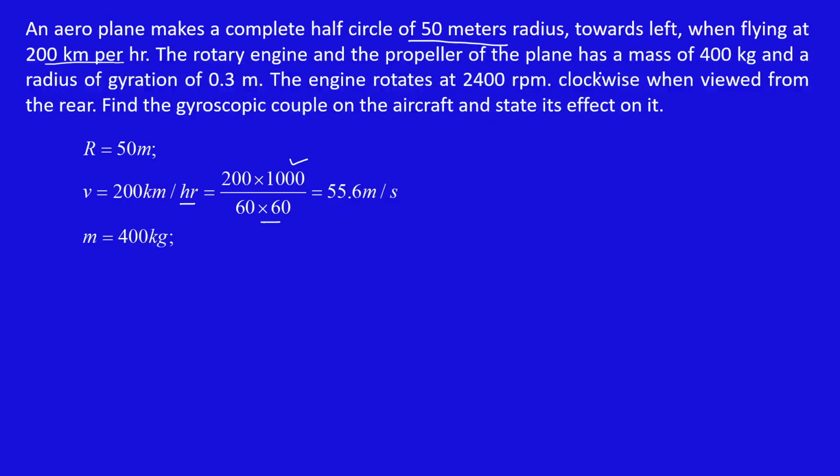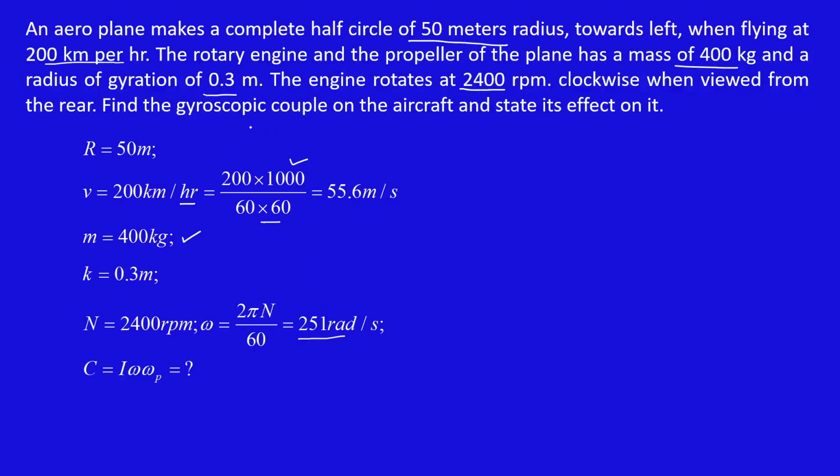The propeller of plane has a mass of 400 kg, m equal to 400 kg. The radius of gyration 0.3 meter. The engine rotates at 2400 rpm, n equal to 2400 rpm, omega equal to 2 pi n by 60. From that you will get 251 radian per second. We need to find gyroscopic couple, I omega p, and its effect.